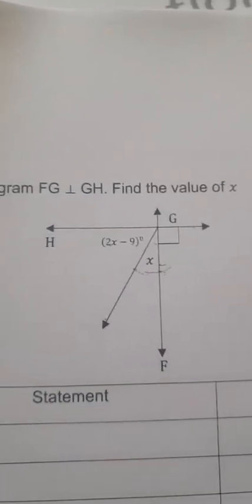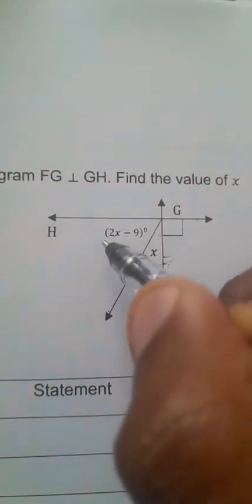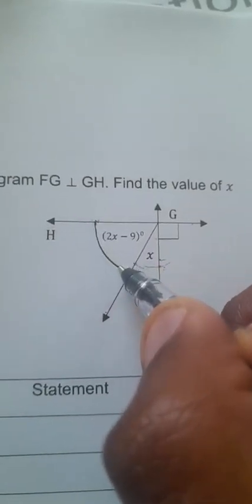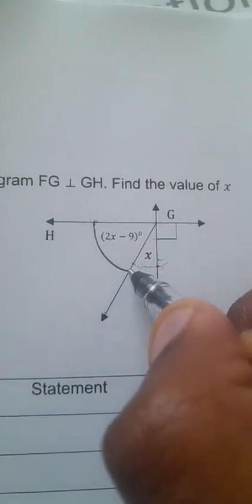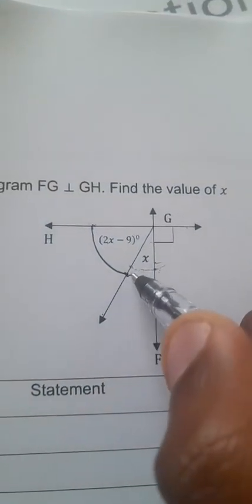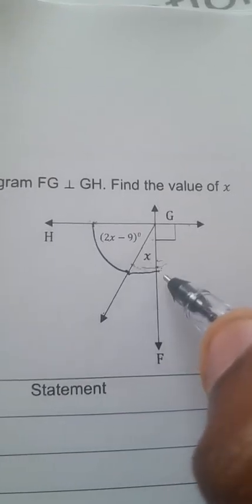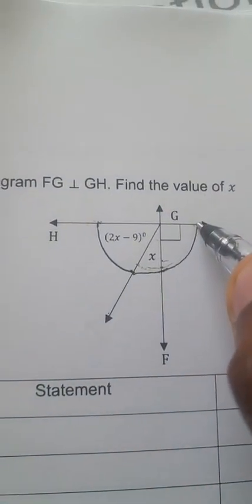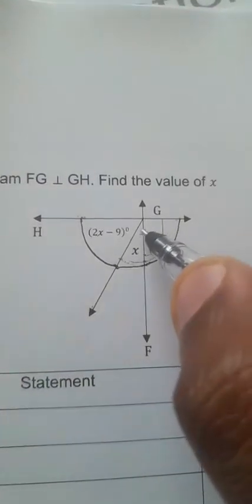So basically there's something that you should observe from this. You should observe that from here, this straight line, up until here, that's 2x minus 9 degrees. And then from here up until the x, that's x degrees. And then from here all the way back to the straight line, we have this 90 degrees.